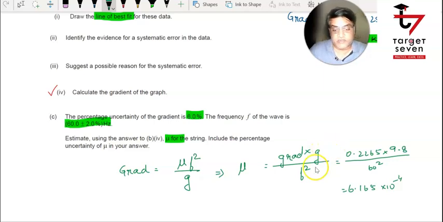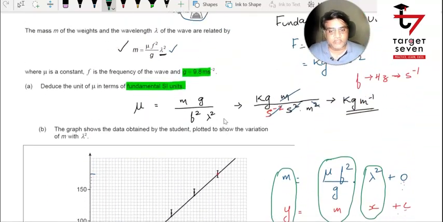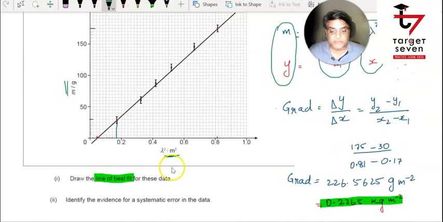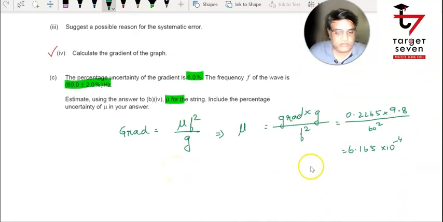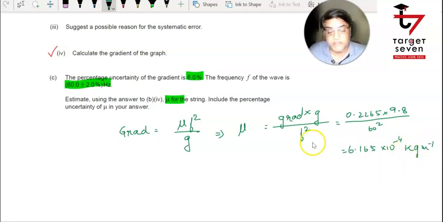Again, as I mentioned earlier, important to specify the unit. We already determined the fundamental SI unit of mu in the very first question, so we need not do the entire exercise again. It is kg per meter. But then if you notice the question, it's a very general mistake, an oversight. The moment the value of mu is obtained, students generally tend to stop their answer over there. But then the question says, include the percentage uncertainty of mu in your answer.